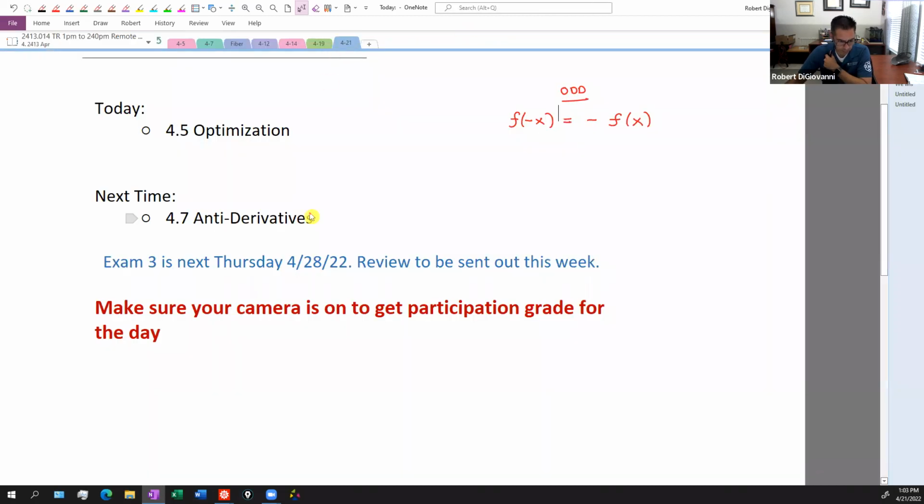So we're going to cover optimization today. On Tuesday, we're going to talk about antiderivatives. And then on Thursday, we take our test. All right. That's the plan.